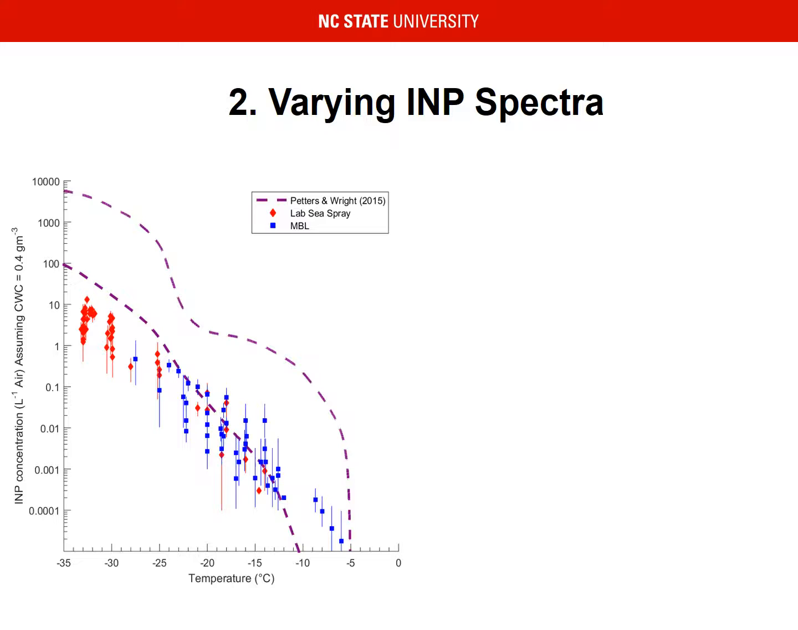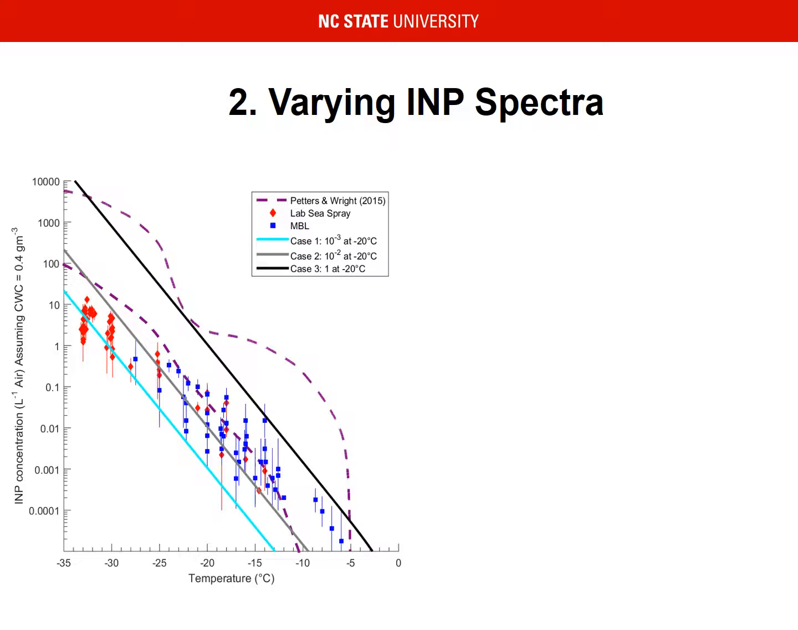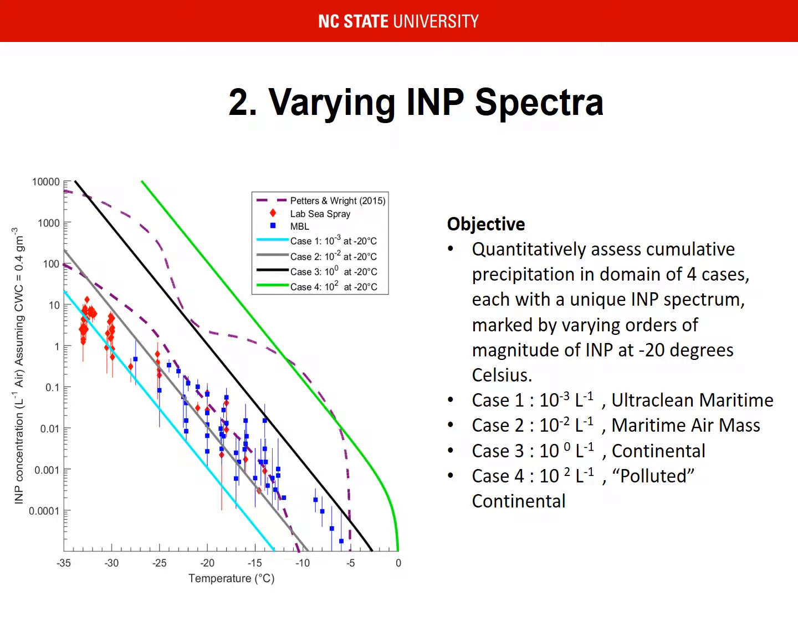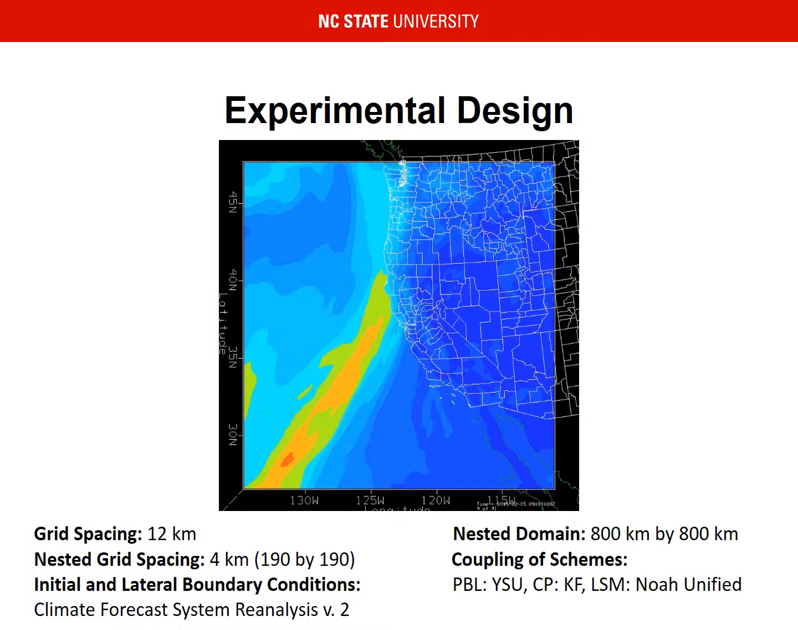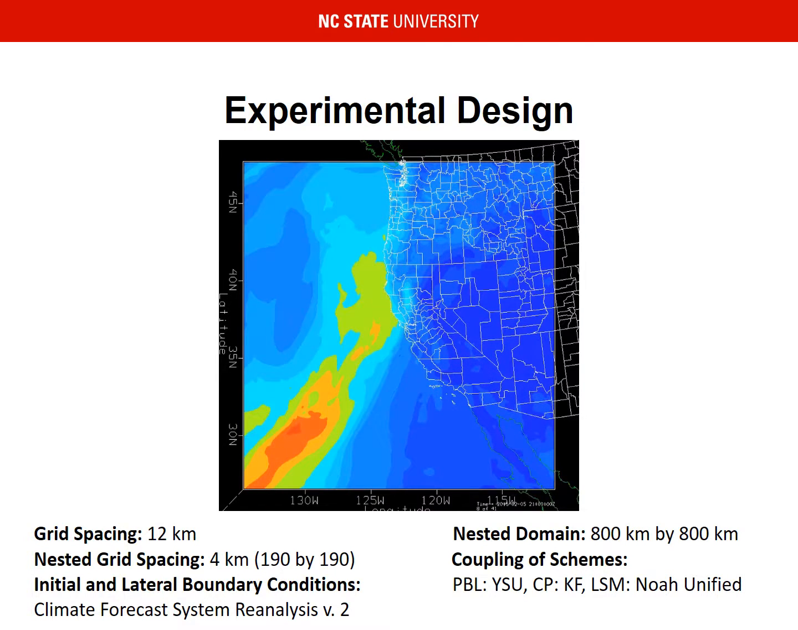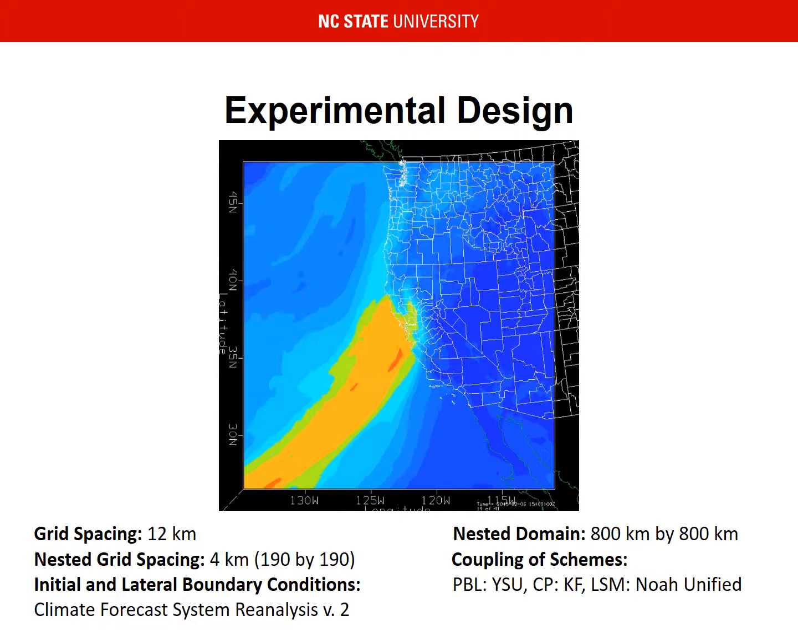So showing all of this, what we can do now is get 4 cases that we can present to the model that vary over 5 orders of magnitude in the INP concentration. And in doing so, we'll be assessing the influence of the INP on precipitation, going from an ultra-clean maritime air mass shown in the light blue up to a polluted continental air mass shown in the light green. The model configuration that we'll be feeding these runs into is shown below, with a little bit of eye candy shown above.